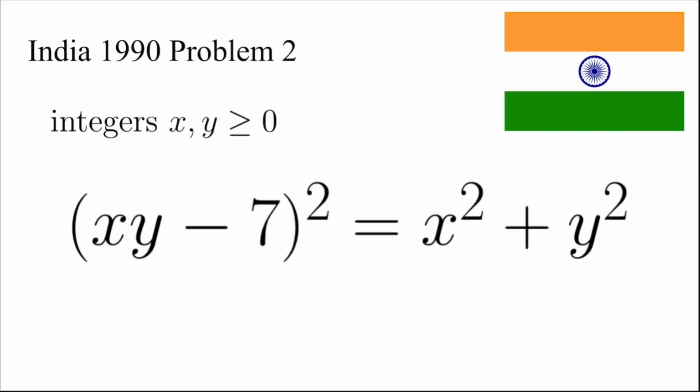In this video, we are going to find non-negative integers x and y such that (xy - 7)² = x² + y².